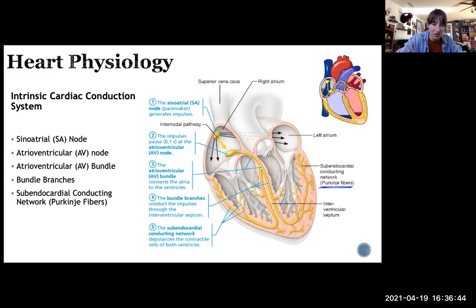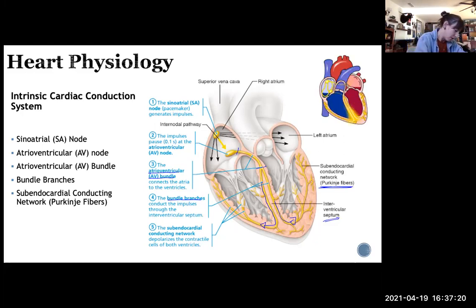I do want you to know the atrioventricular bundle, which is coming from the AV node, the AV bundle, which goes from the AV node to where it branches in the interventricular septum. And then you have the bundle branches, and one bundle branch goes to the left ventricle and the other bundle branch goes to the right ventricle, and they both branch off into Purkinje fibers. So don't worry about what they're called in each ventricle. We're going to call them the same thing, Purkinje fibers.